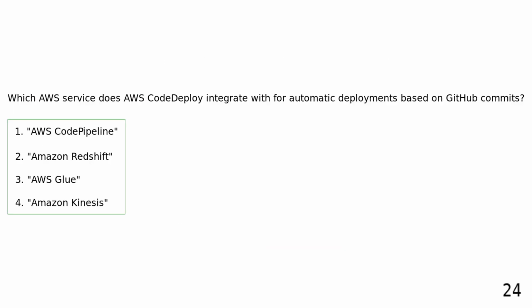Which AWS service does AWS CodeDeploy integrate with for automatic deployments based on GitHub commits? AWS CodePipeline. Amazon Redshift. AWS Glue. Amazon Kinesis. AWS CodeDeploy integrates with AWS CodePipeline to automate deployments based on source code changes in GitHub repositories.